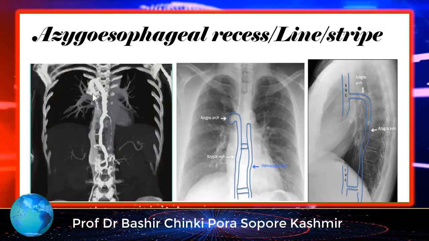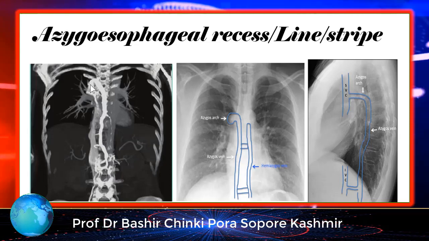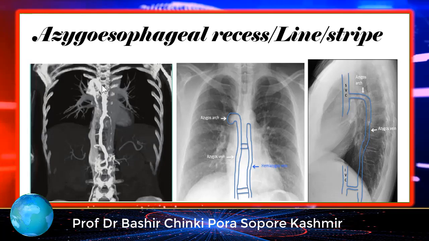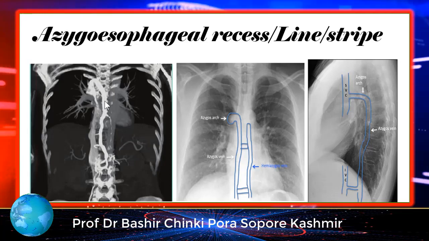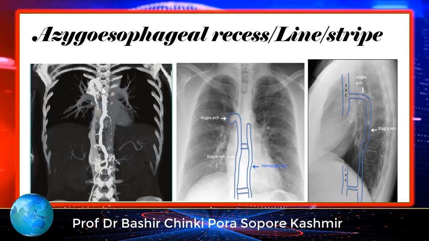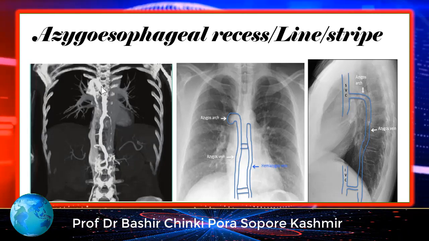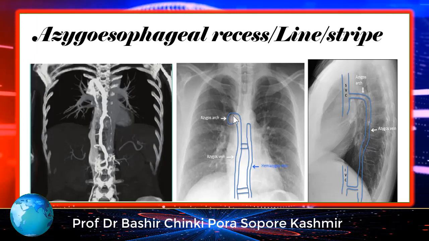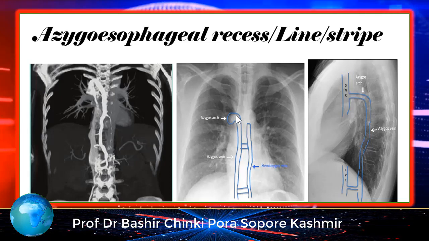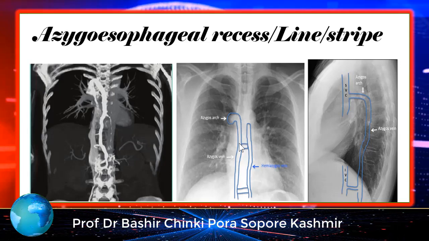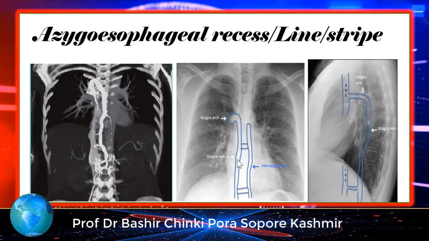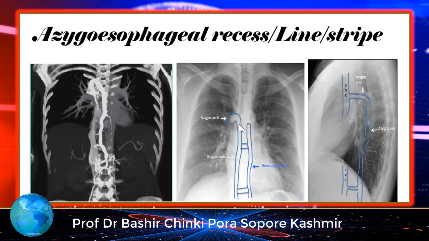So I show it here again. The azygos vein extending from azygos vein arch goes over and in front of vertebral column. The superior part is slightly oblique. So this can be shown on the plain X-ray here. So this is the azygos vein arch, and this is the azygos vein which runs over and in front of vertebral column. So I think this is clear.